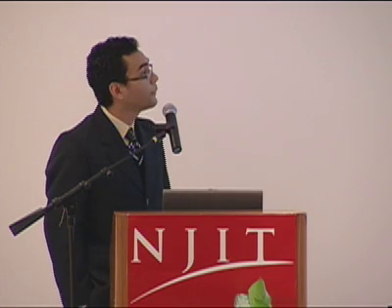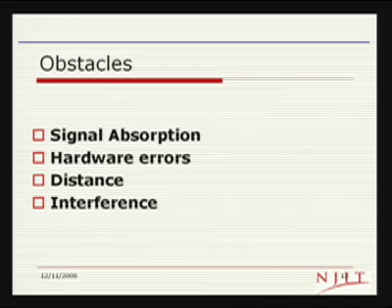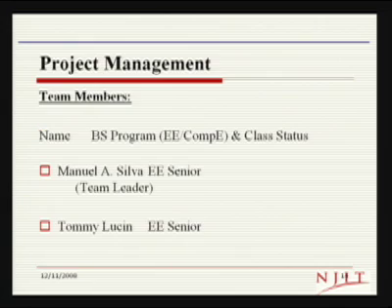Now, what are the obstacles? Basically, like all the other RFID industries, one of the main obstacles is signal absorption, hardware errors, distance, and interference. This will be tackled by designing better antennas for the tag.